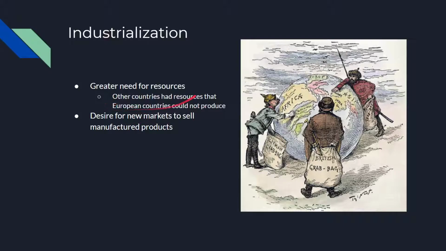So after we've taken cotton from places like Egypt, we are now going to sell our new shirts right back to them in order to make money. That is two reasons why industrialization increased the desire for imperialism. We need resources from other countries, and then once we have those resources and turn them into manufactured products like shirts, we can then sell it back to those countries to make profit.